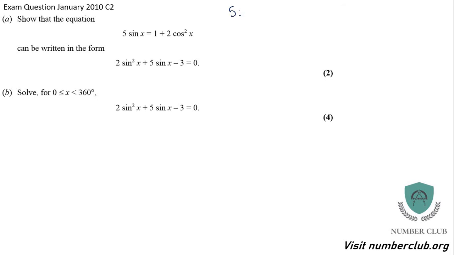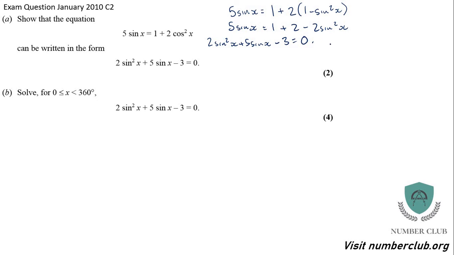So we've got 5 sine of x equals 1 plus 2 lots of 1 minus sine squared x. So 5 sine of x will equal 1 plus 2 minus 2 sine squared x. So we'll get 2 sine squared x plus 5 sine x minus 3 equals 0. We need two numbers that will multiply to negative 6 and add to 5, and those will be 6 and negative 1.